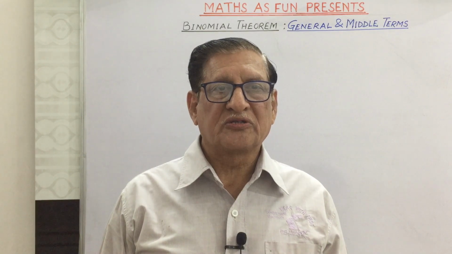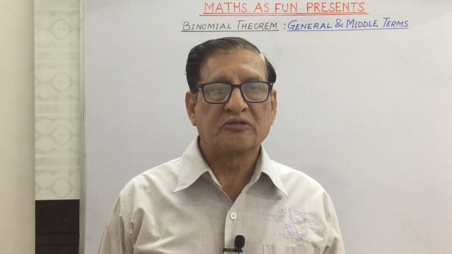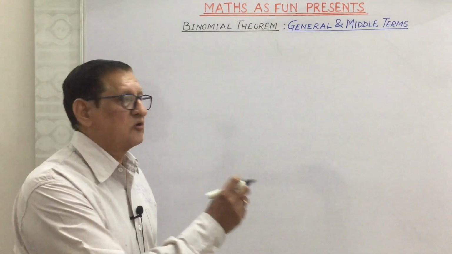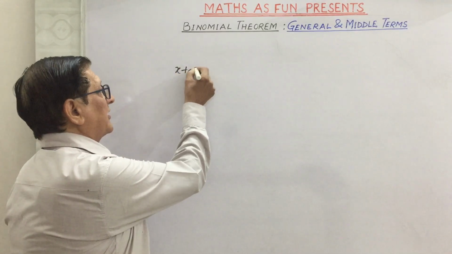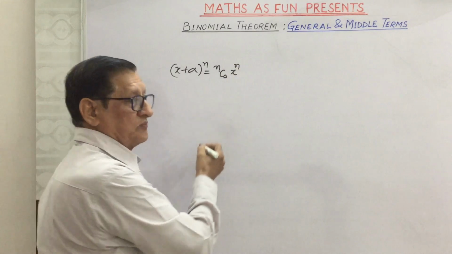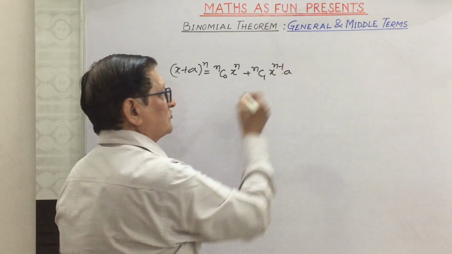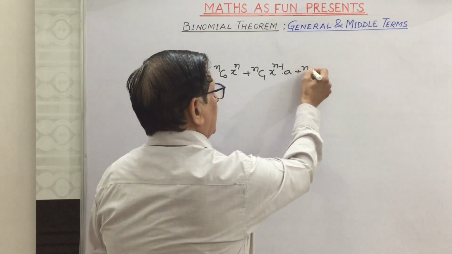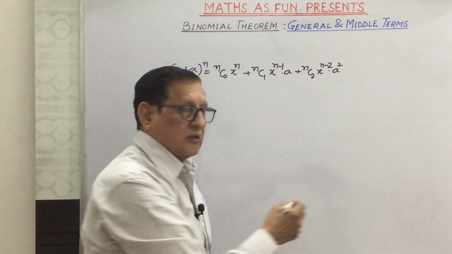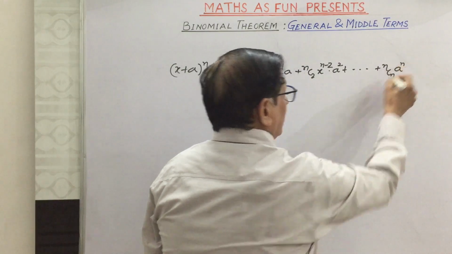Hello everyone, in this video we will learn about the general term in the binomial expansion and its middle term or terms. We have already learnt about the binomial theorem, that is, (x + a)^n = nC0 x^n + nC1 x^(n-1) a + nC2 x^(n-2) a^2 + and so on, up to nCn a^n.